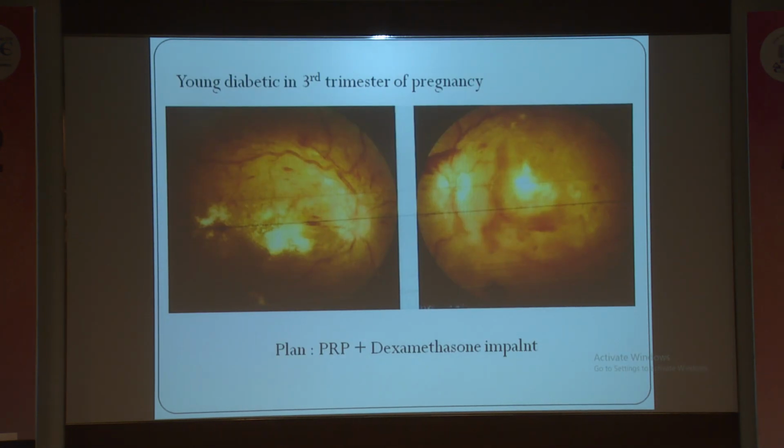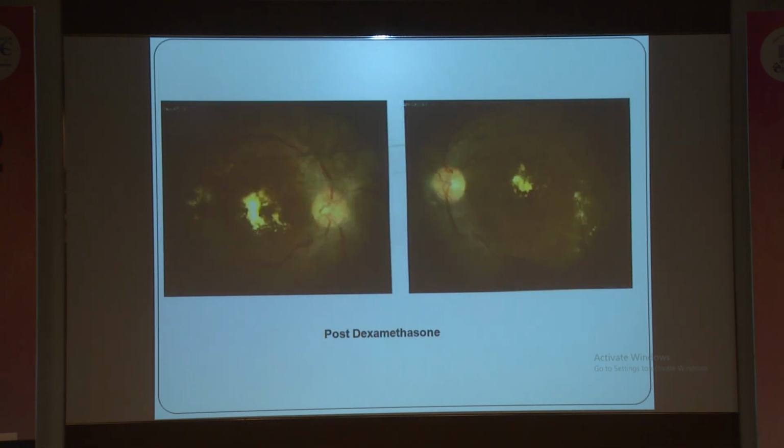So this is a young diabetic lady with, you can see, lots of hard exudates at the macula, and sudden deterioration of vision with hemorrhage at the macula. It was the last trimester of pregnancy, so we could not go for anti-VEGF theoretically. So we decided to go for PRP as well as dexamethasone implant. You can see after a single dexamethasone implant, along with PRP, there is a resolution of the retinal findings.